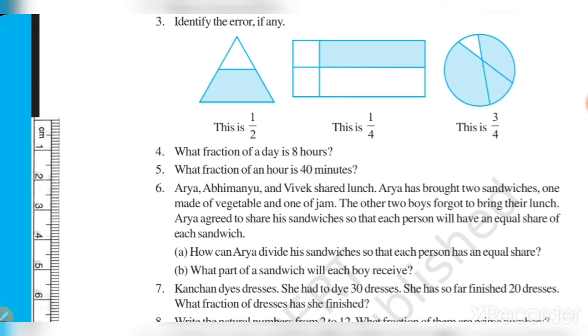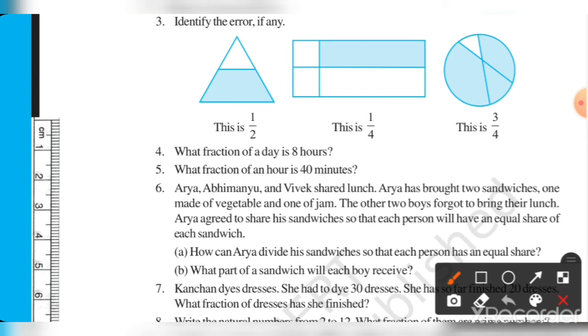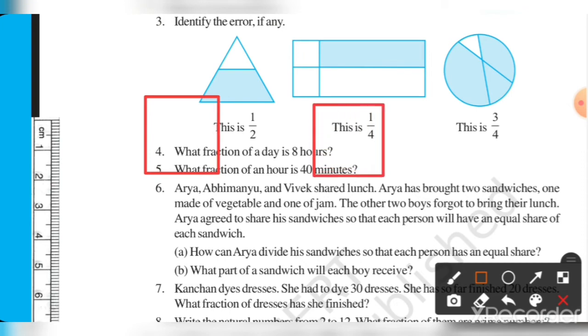Look, let me do it for you. Arya is having 2 sandwiches. Okay? And he has to share it with 3 friends. So how will he divide it? He will divide it into 3 equal parts, each sandwich, the vegetable sandwich and the jam sandwich. And then he will give 1/3 of each sandwich to his friend.